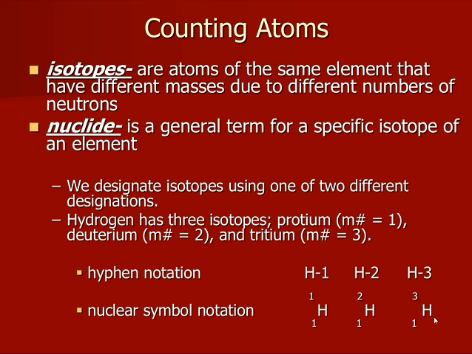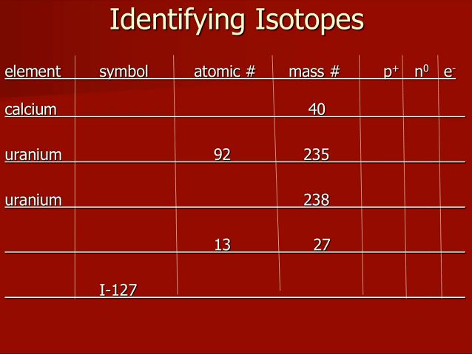And then in our third isotope of hydrogen, we have 2 neutrons, and so the sum of the protons and neutrons is 3. I'd like you to pause the video at this point so you can attempt to fill in this chart. Please pause the video now.